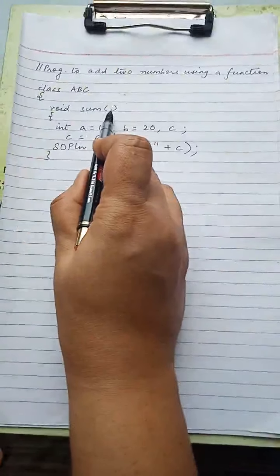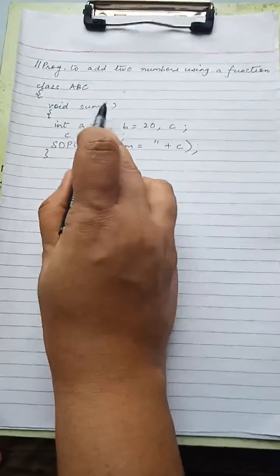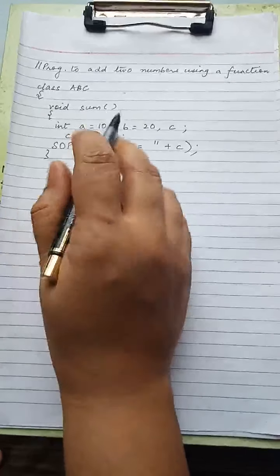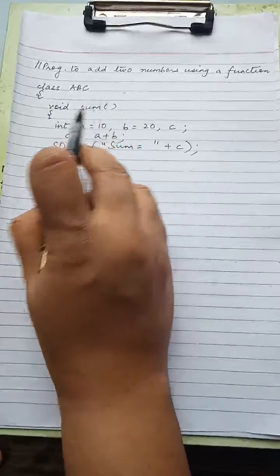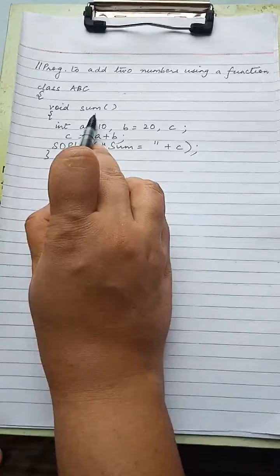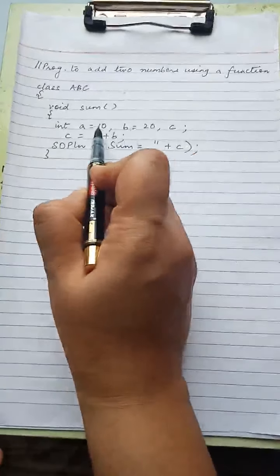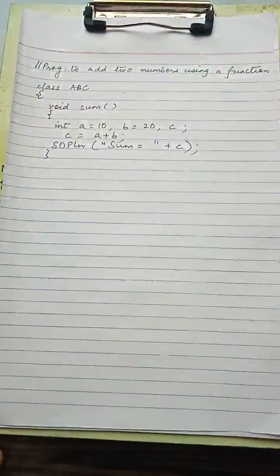And the parameter list is also optional. If you want to pass parameters, you can. If you don't want, you may not. In this program, I am not passing any parameters, but the return type and the function name are compulsory to be given. So here I am declaring two variables a and b and assigning values in them as 10 and 20.